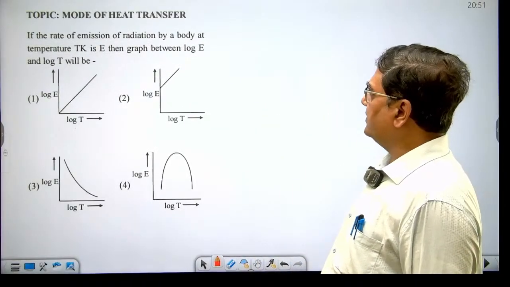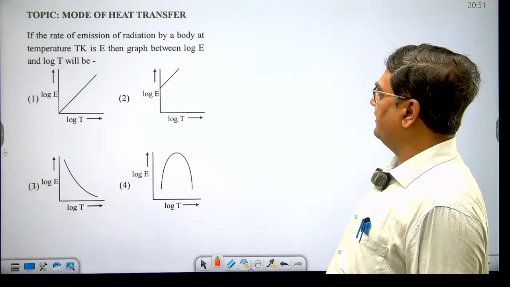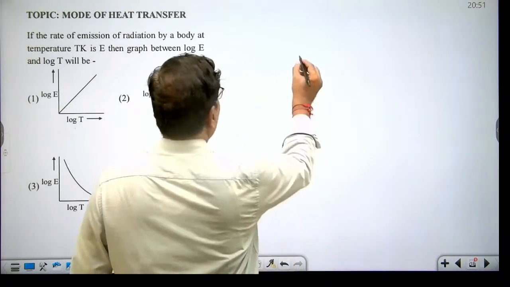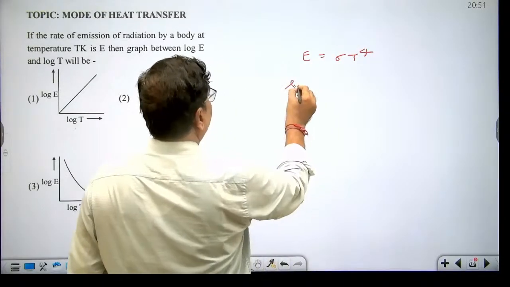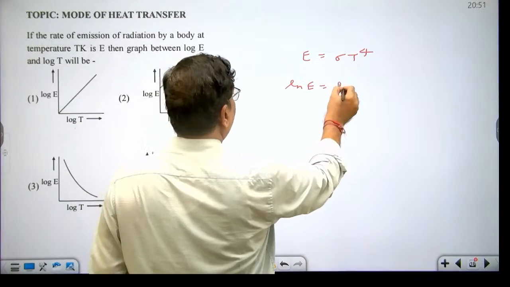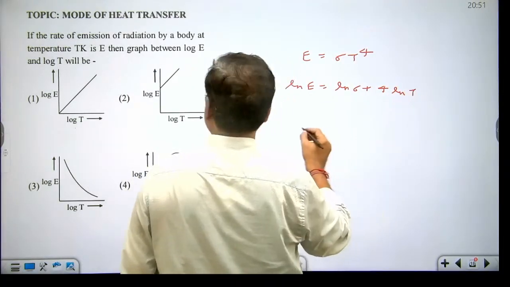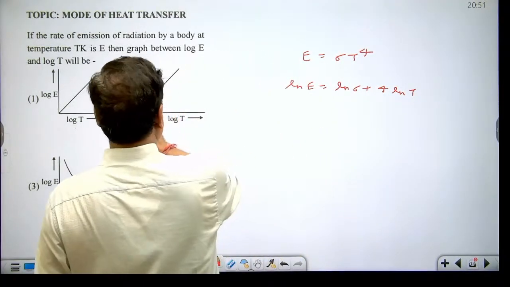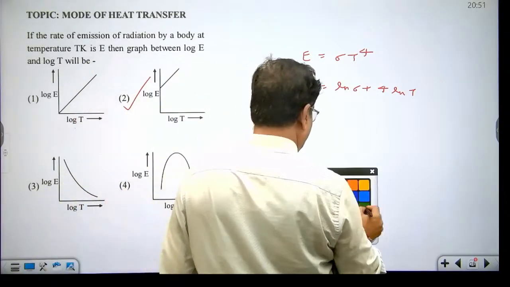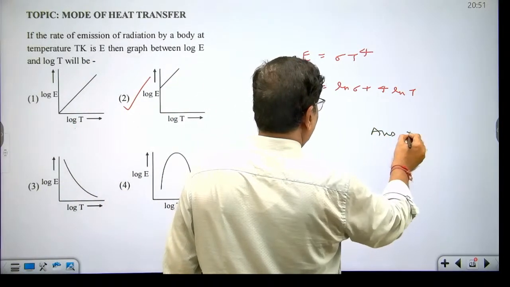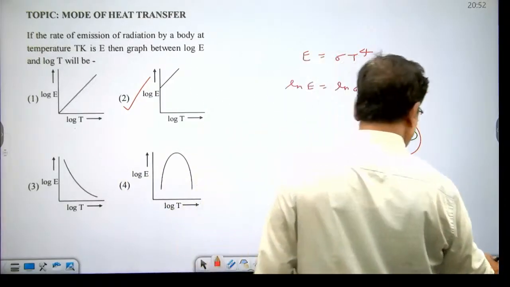If the rate of emission of radiation by a body at temperature T Kelvin is E, then the graph between log E and log T will be: E equal to sigma T4, so log E equal to log sigma plus 4 log T. This is Y equal to mx plus C. So the correct choice is option 2. Option 2 is the correct answer.